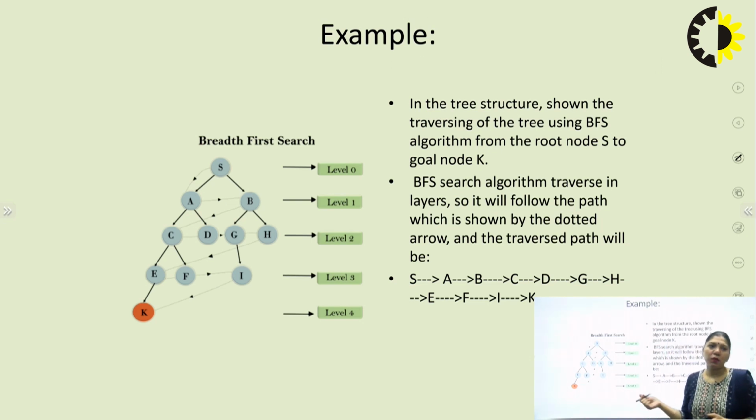So one more example of the BFS is given here itself. The tree structure shows the traversing of the tree using the BFS algorithm from the root node S to the goal node K. The BFS search algorithm traverses in layers, so it will follow the path which is shown by the dotted arrow. Definitely arrow के साथ है. अगर मैं इसकी बात करती हूँ, you can have the clarity.